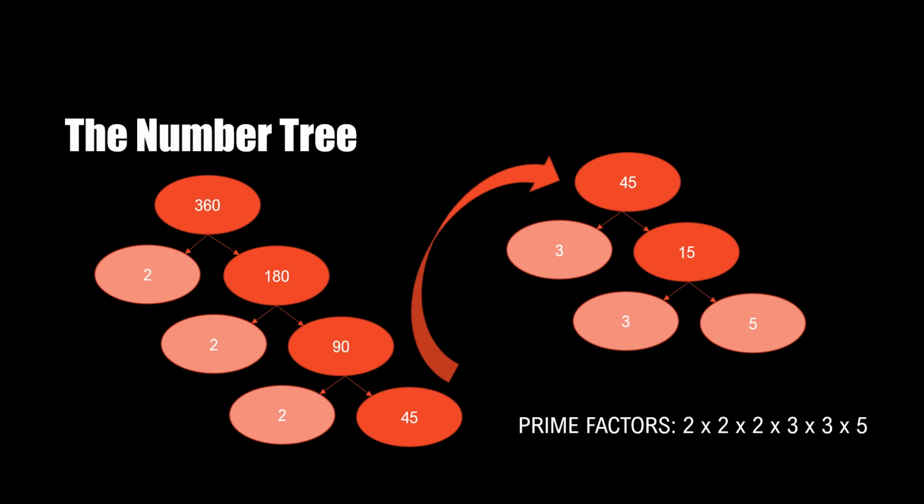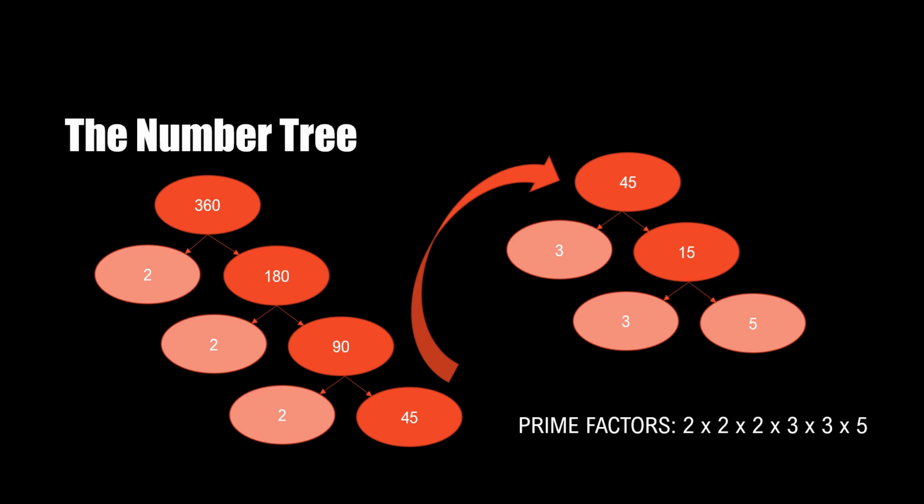So this is how the number tree for 360 looks. We start dividing 360 by 2 and write the quotient, which is 180. 180 is again divisible by 2. We write the quotient 90. 90 is divisible by 2. We write the quotient 45. Is 45 divisible by 2?